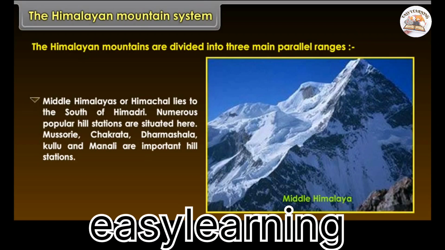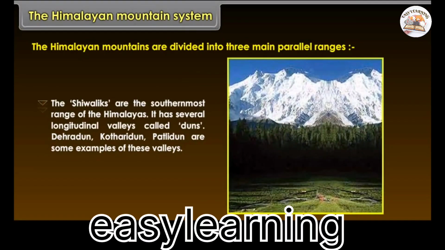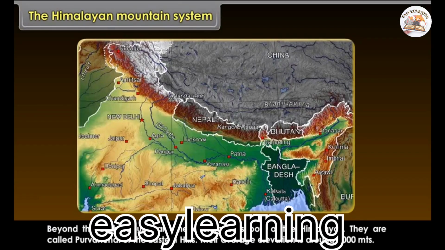Middle Himalayas or Himachal lies to the south of Himadri. Numerous popular hill stations are situated here. Mussoorie, Chakrata, Dharamshala, Kulu and Manali are important hill stations. The Shivaliks are the southernmost range of the Himalayas. It has several longitudinal valleys called duns. Dehradun, Kothari Dun, Patli Dun are some examples of these valleys.